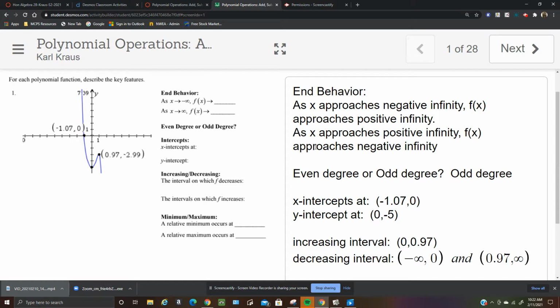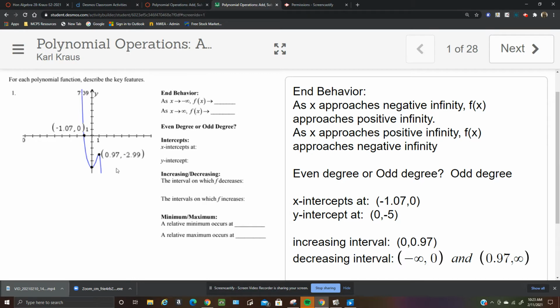Even degree or odd degree. It's an odd degree because both ends go in opposite directions. The x-intercept is at negative 1.07 and 0. The y-intercept is not labeled, so you have to count here: 1, 2, 3, 4, 5. So 0, negative 5.